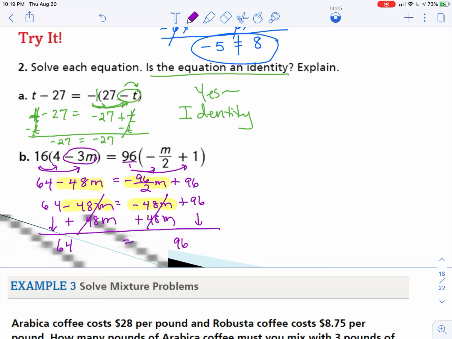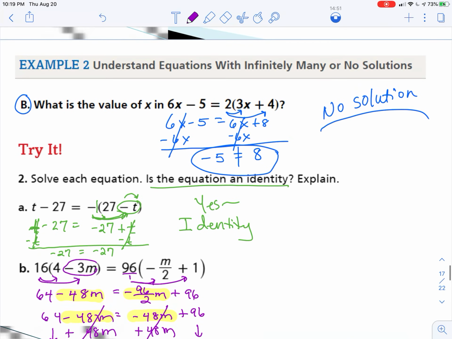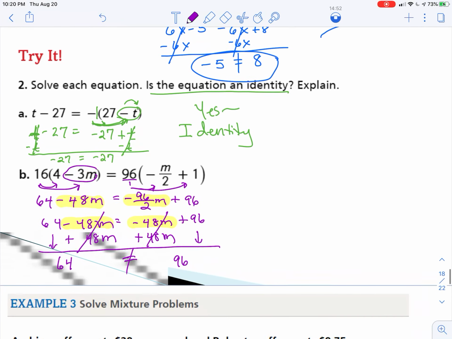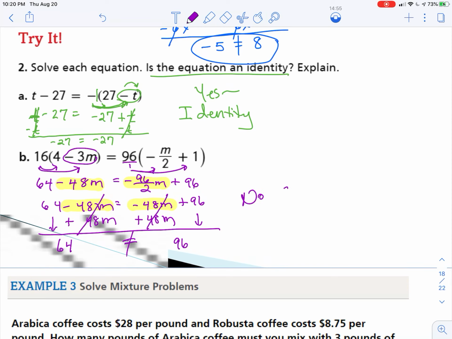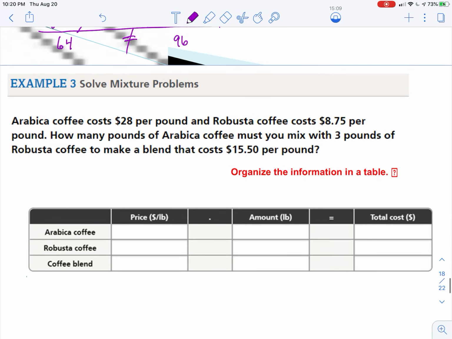Well, is that a true statement? 64 equals 96? I think not. So therefore, we have another problem like we had in letter B above, where we have no solution. So no, this is not an identity. There are not many different values for x. As a matter of fact, there are none. There's no number you could plug in for m that would make that equation true. That is example 2. Please make sure that's in your notes.